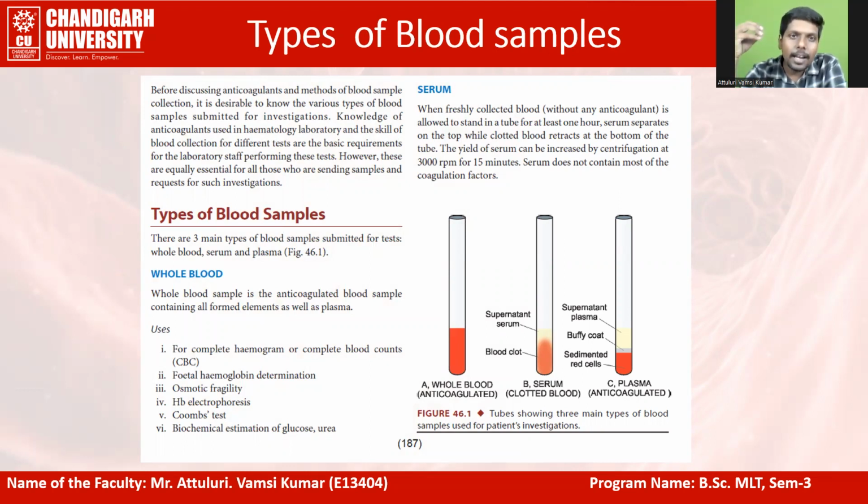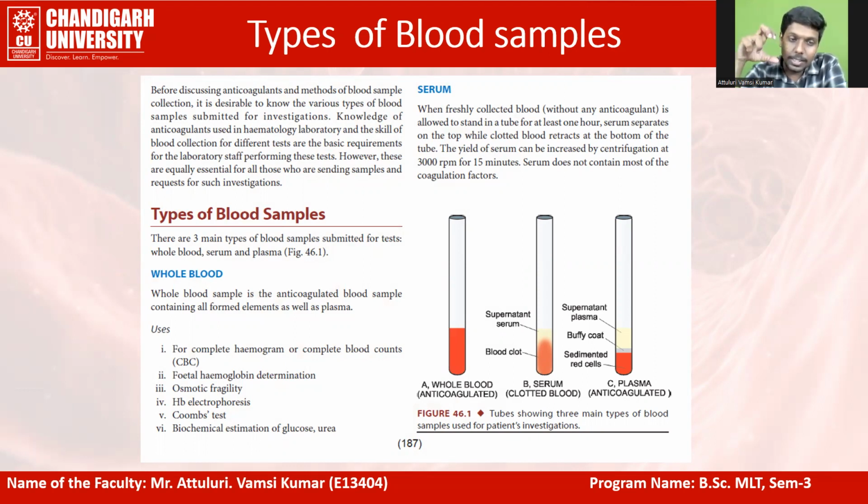So whole blood is used for the lab tests where there will be involvement of cells, such as cellular analysis like a total red blood cell count, total white blood cell count, differential count, cross matching. During blood donation, we need to match the recipient and donor's cells. So for this purpose, we will use this whole blood. So that is called the whole blood.